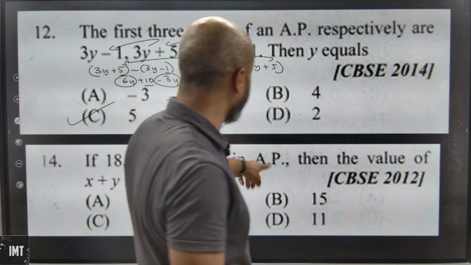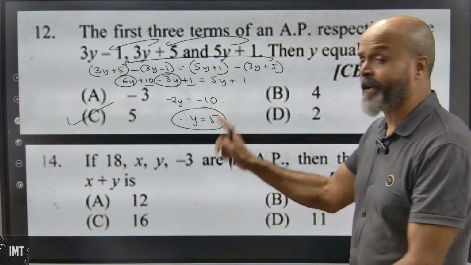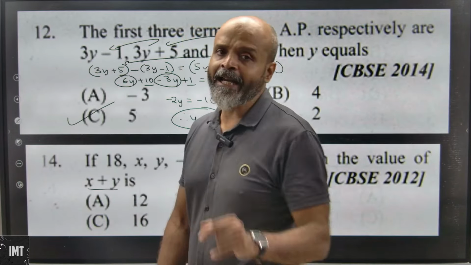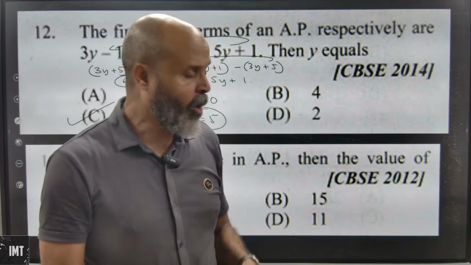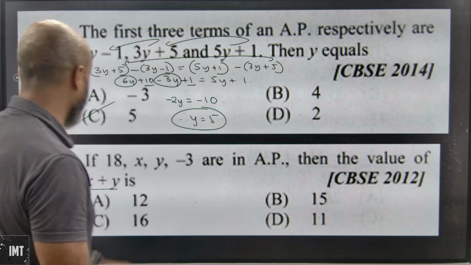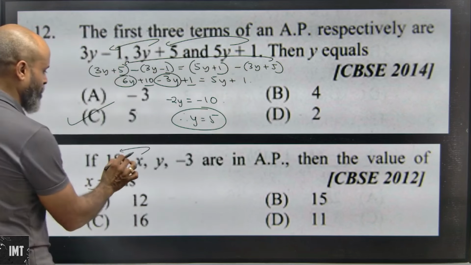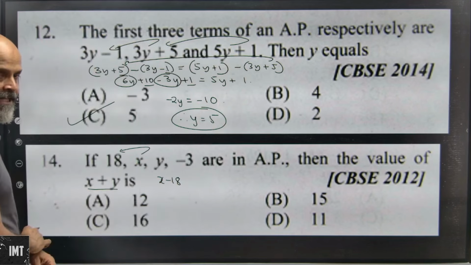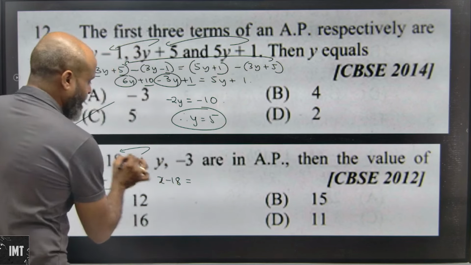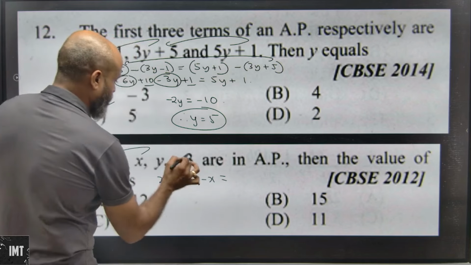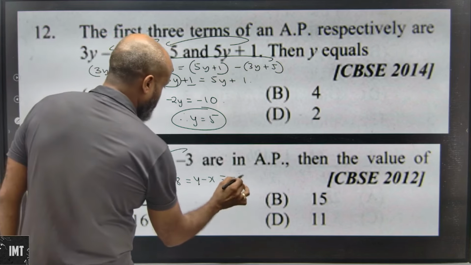18, x, y and minus 3 are in AP, then find the value of x plus y. Look at this very closely here. You are not required to find out the value of x or y, but you are required to find out the value of x plus y. So let's look at this. Again, same concept here, x minus 18. Now, here be very careful. Don't take y minus x. We can say that this would be y minus x. This will be equal to minus 3 minus y.